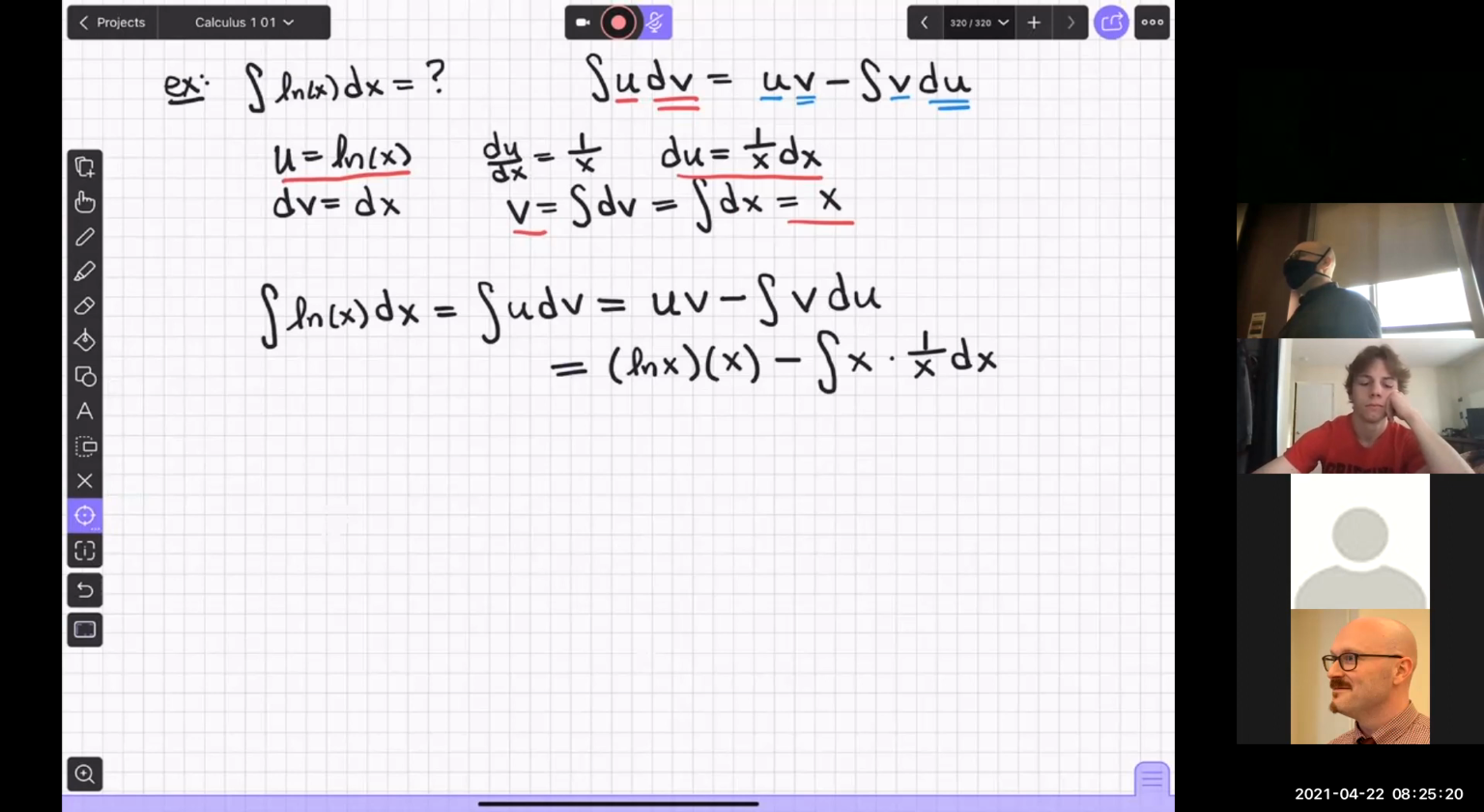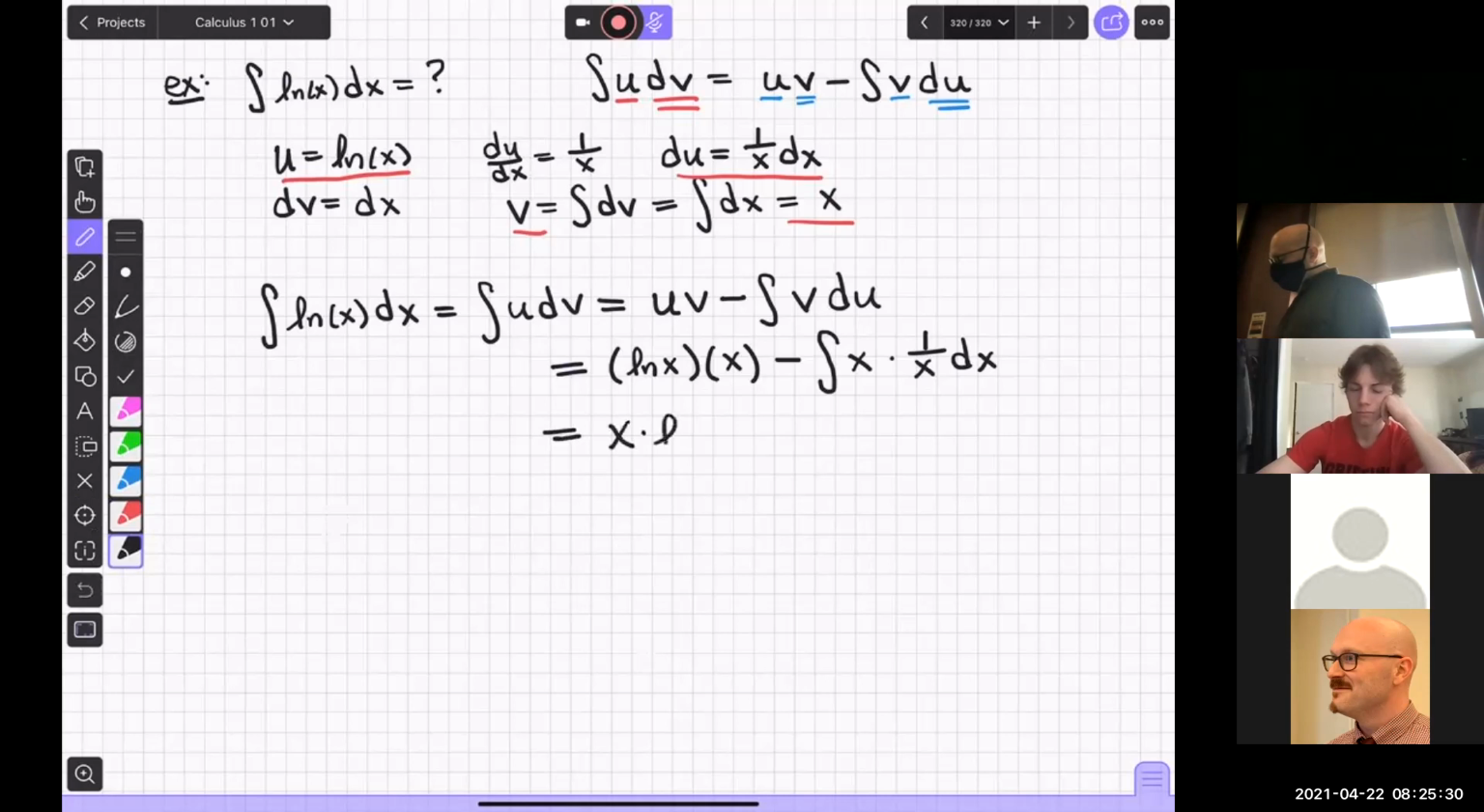Good for the next step? Okay. So will you allow me to write that first part like this? Is that okay? So that was just, I changed the order of the multiplication, right?